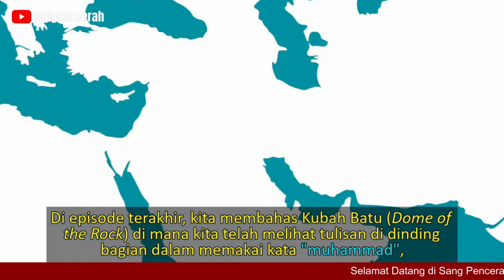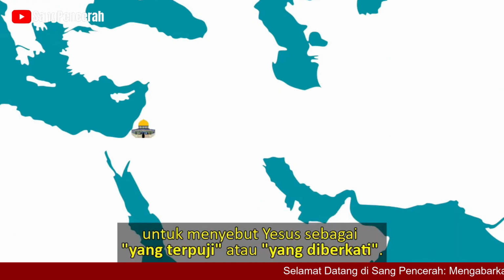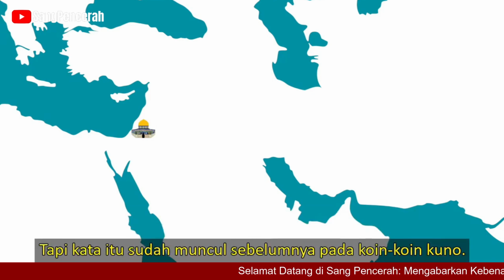In the last episode, we had a look at the Dome of the Rock, where we saw that the inscription on the inside walls used the word Muhammad to refer to Jesus as the praised one or the blessed one, but the word already occurs earlier on coins.